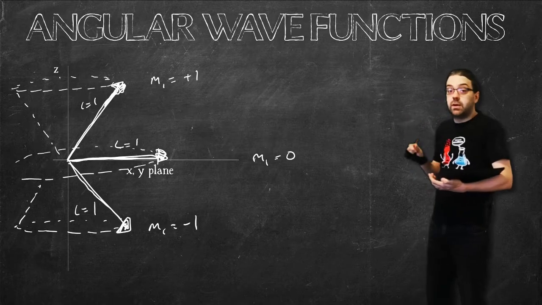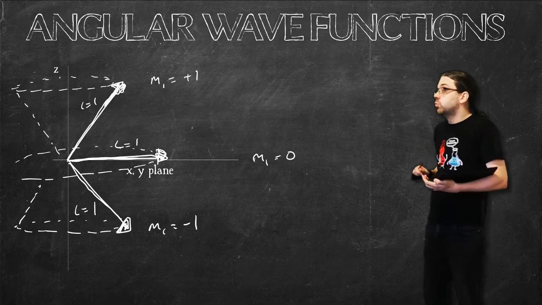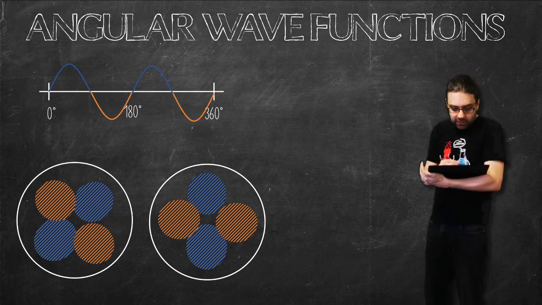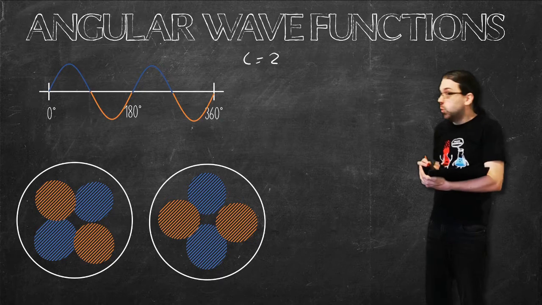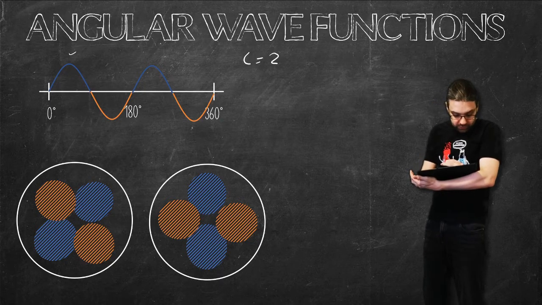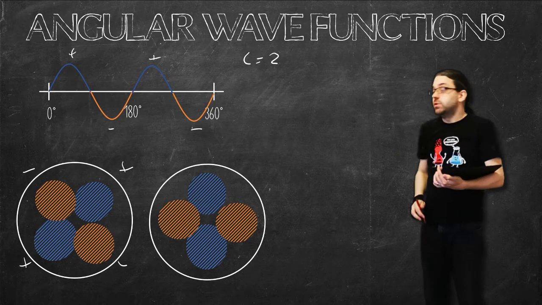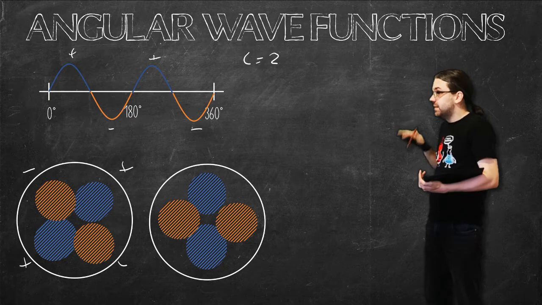So if you see the diagram, that's why that is. We still have a bit of uncertainty. So let's escalate this up to L equals 2, the d orbitals. Again, we go from positive to negative to positive to negative. So positive, negative, positive, negative, around 360. And that's the typical shape of a d orbital.